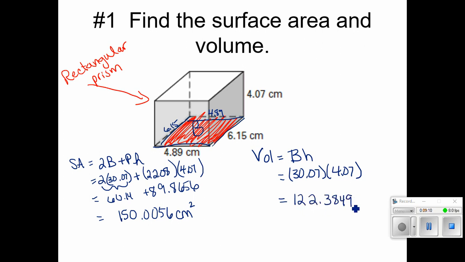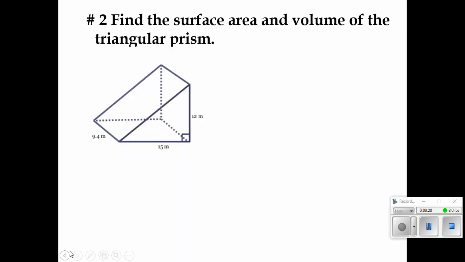So 122.3849. What's my units on volume? Because you're thinking about filling it up with little cubes, it is cubic units. So centimeters cubed, because you're taking a centimeter measurement times a centimeter measurement times a centimeter measurement. Okay? All right, so that's number 1. Let's take a look at a tougher one here, and then we're done.